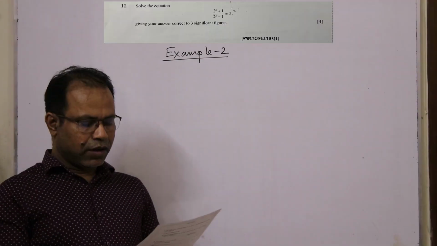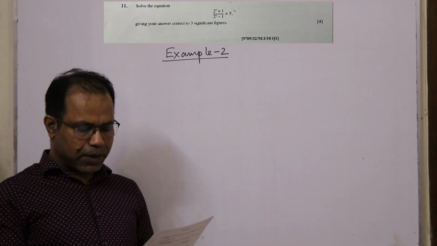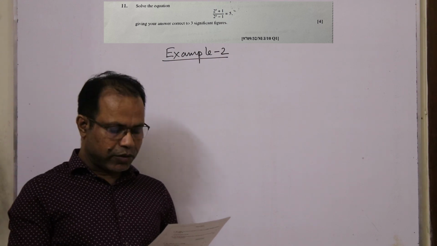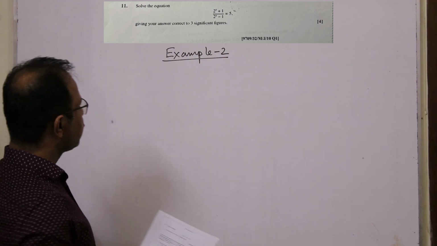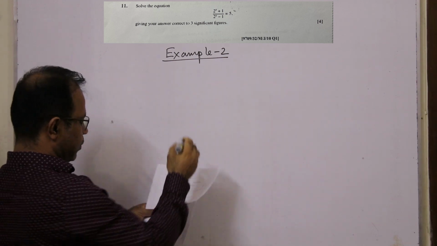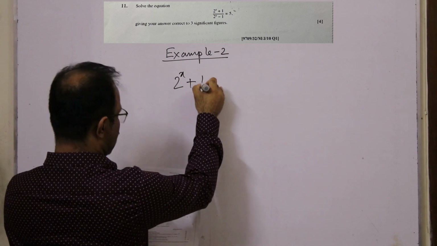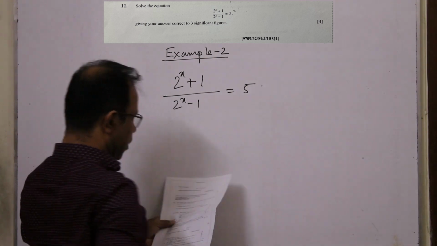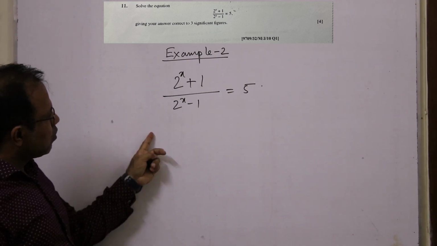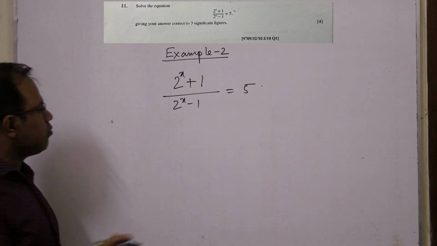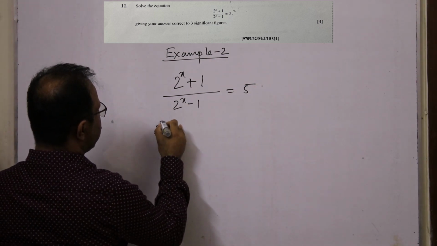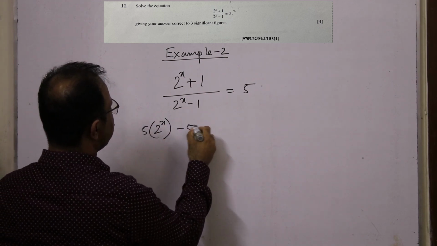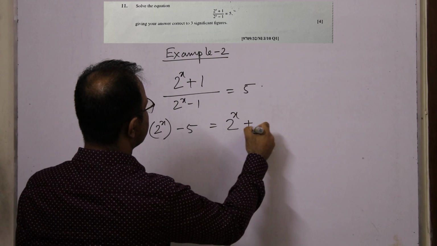Solve the equation 2 to the power x plus 1 divided by 2 to the power x minus 1 equals 5, giving your answer correct to 3 significant figures. So this is example 2. First we cross multiply: 2 to the power x times 5 minus 5 equals 2 to the power x plus 1.